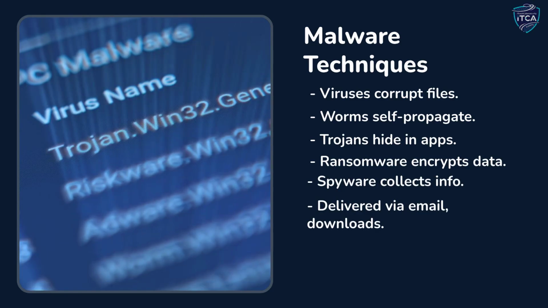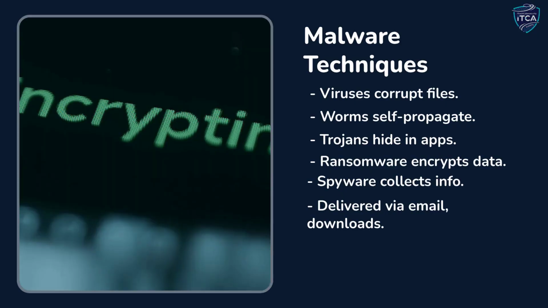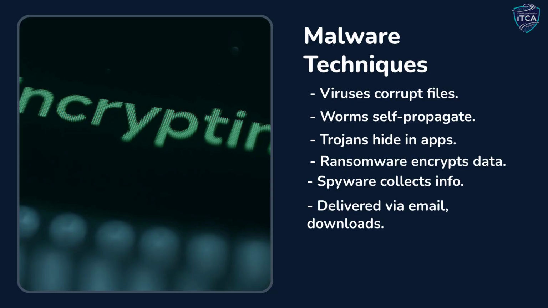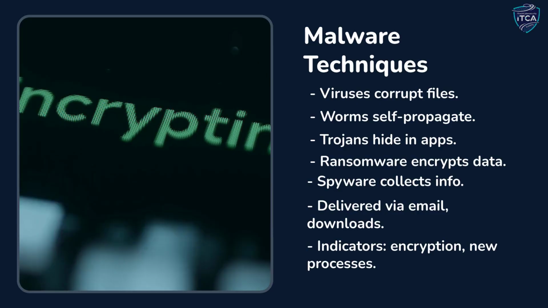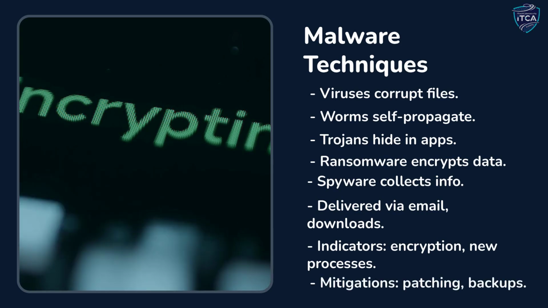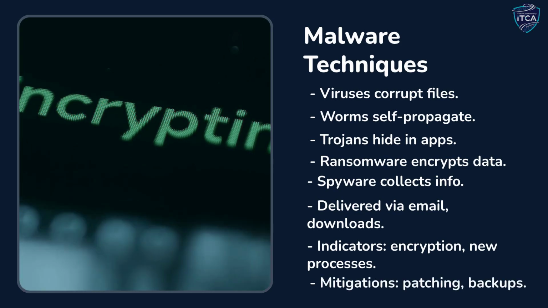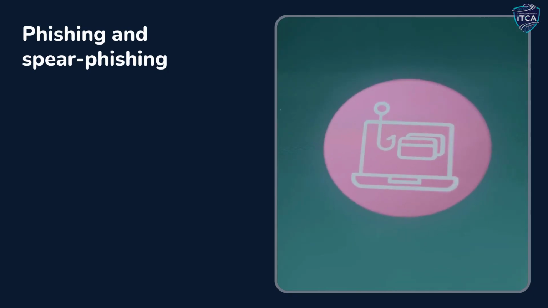Malware is usually delivered via email attachments, malicious downloads, infected websites, or compromised supply chains, and sometimes even via removable media. Indicators that malware is present include unexpected file encryption, new or unsigned processes running on the system, unusual outbound network connections, spikes in CPU or disk usage, or disabled security controls. Mitigations include application whitelisting, timely patching, endpoint detection and response, regular backups, user training, applying least privilege principles, and network segmentation.